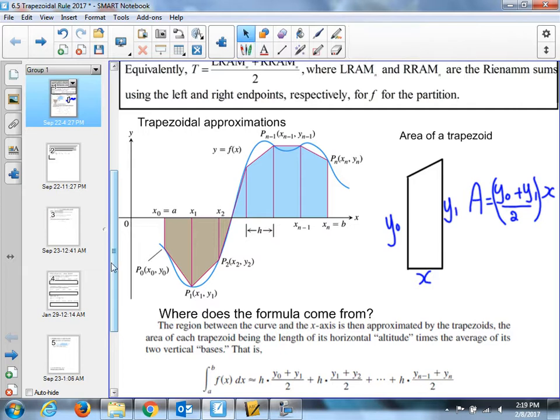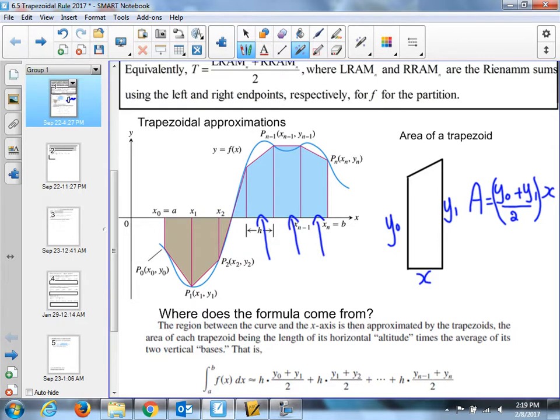But all you need to think of is take the average of the two heights, find the midpoint height, not the midpoint x, and multiply it by the base width. Doesn't matter what width your strip is. And you do that for each strip. It's a bit of work. You add up that area of that strip and that area of that strip and so on.